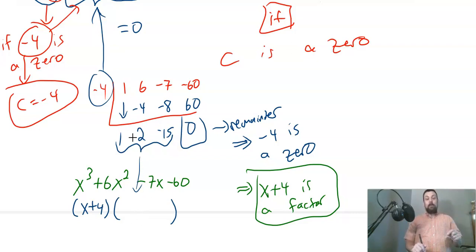So without this division, you wouldn't know how to factor this. You need this division in order to factor this polynomial. All right. And so we have to put the variables back into this result, right? We can't just put 1, 2, negative 15. It's 1x squared, right? Plus 2x minus 15.